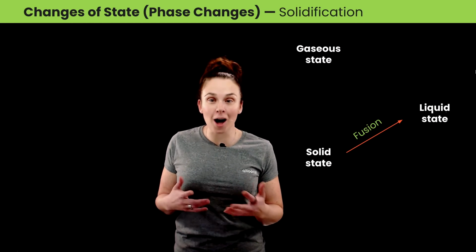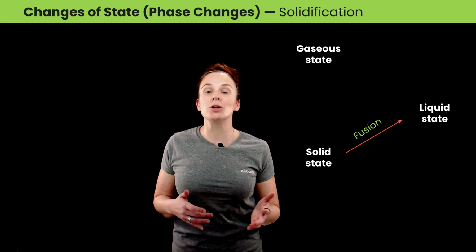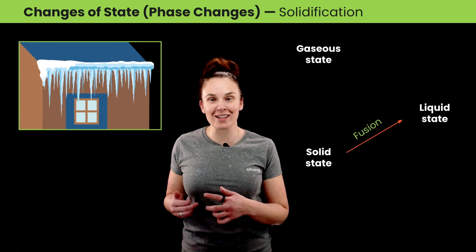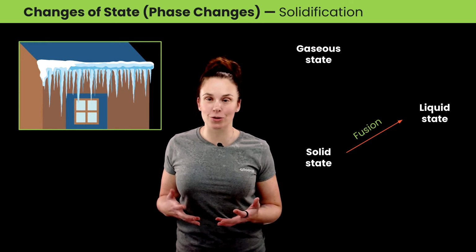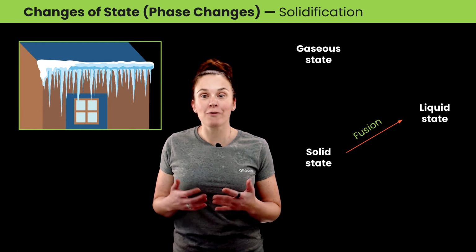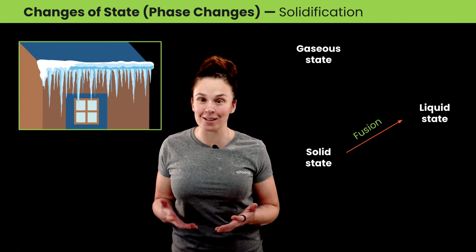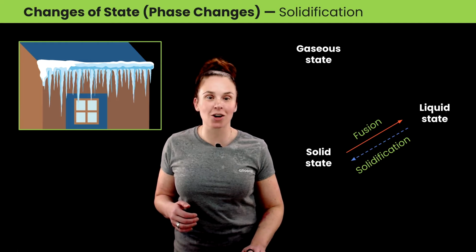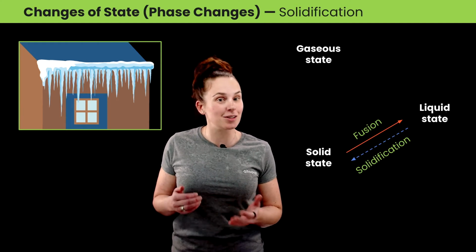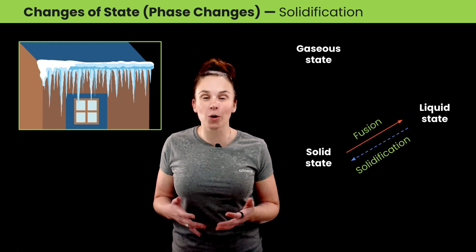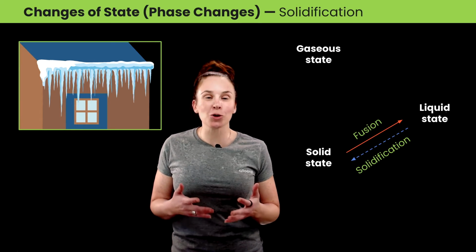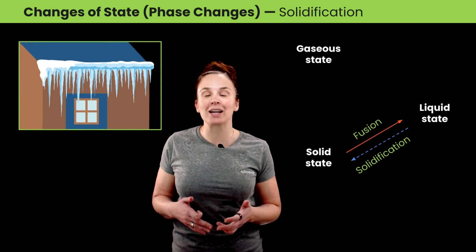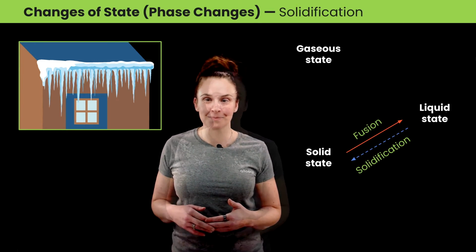So if we go in the opposite sense and we go from a liquid to a solid state, we have an example here where icicles are formed when liquid water drips off of a roof and freezes. And so this process is called solidification. And as you can see with the blue arrow, we are lowering the temperature. So it's a cooling. So water is cooling and becoming a solid state.